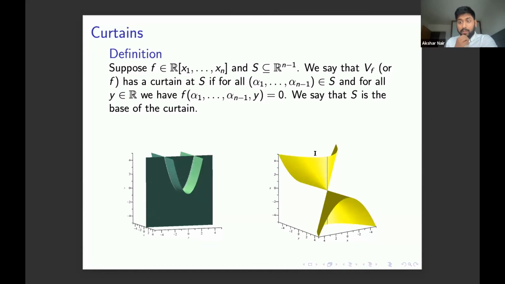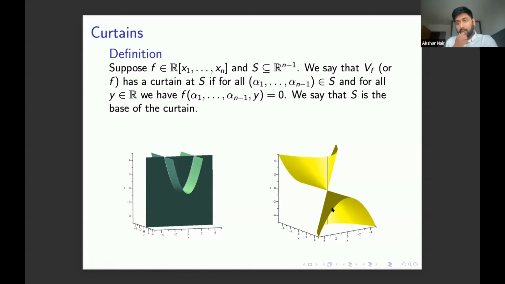Here are two examples of curtains, and two different types of curtains. On the left-hand side, we've got a non-point curtain, and on the right-hand side, we've got a point curtain. On the left-hand side, you've got a curtain described by this sheet that you see here. And on the right-hand side, it is a single line passing through this point here.